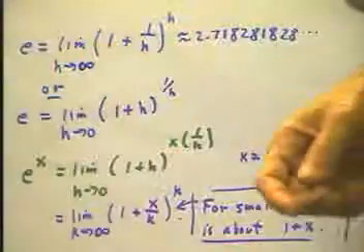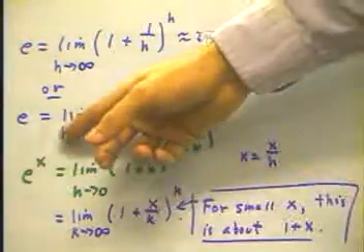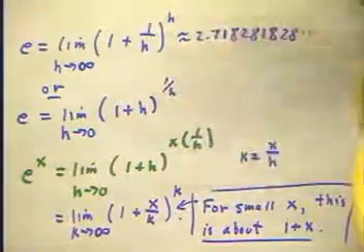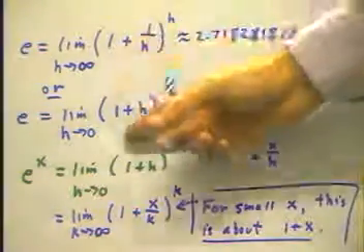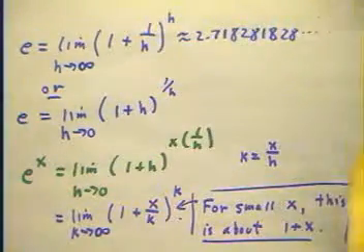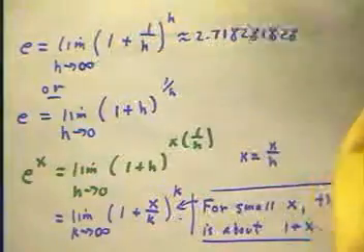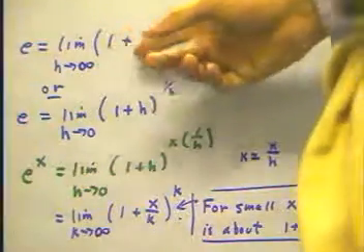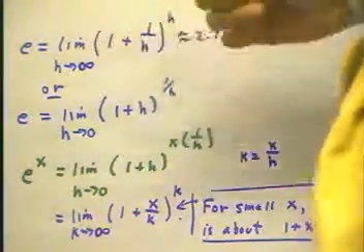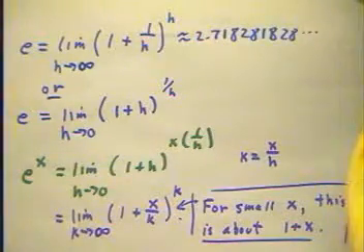Okay, an alternative definition is the limit as h goes to 0 of (1 + h)^(1/h). There's no difference in these two definitions. For example, with h going to infinity, let h equal 1,000. You're going to have 1 plus 1/1,000, which is 1.001, raised to the 1,000th, right?